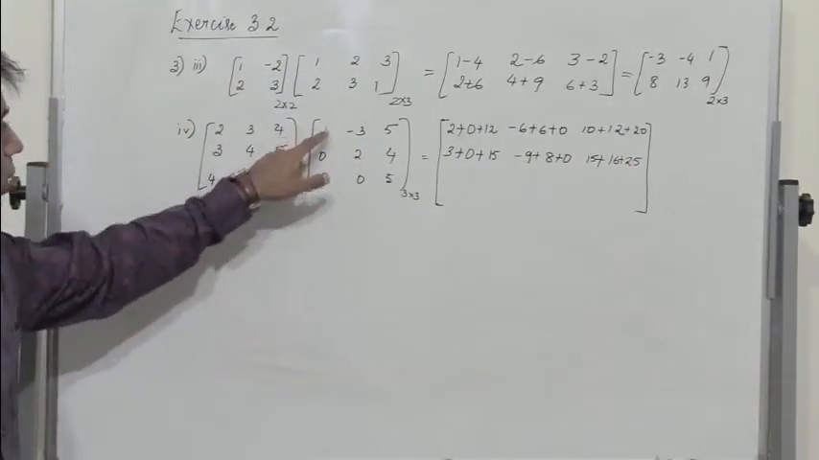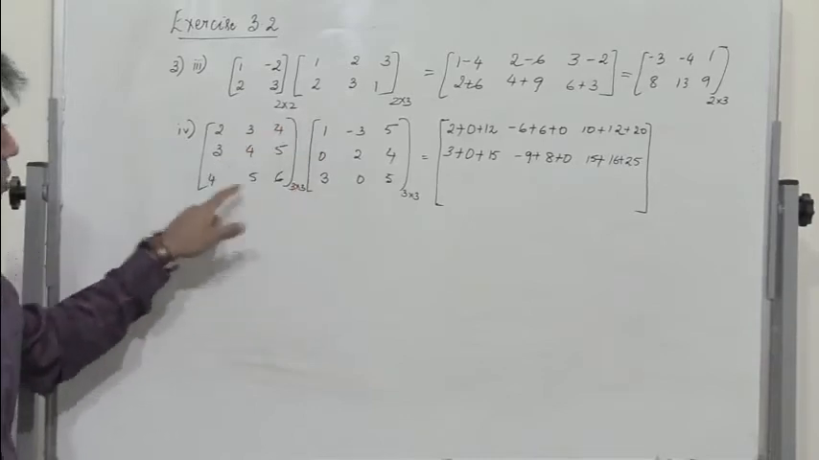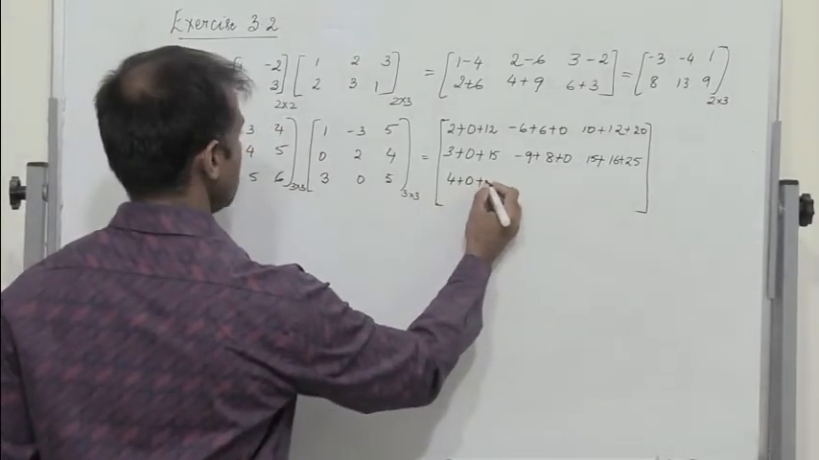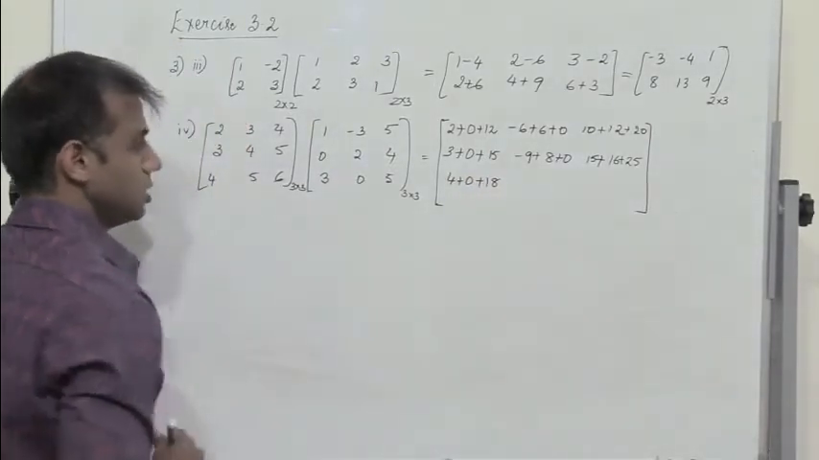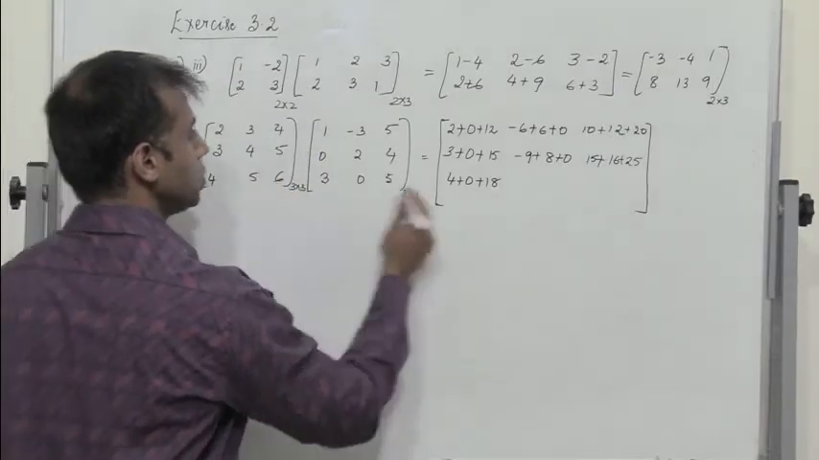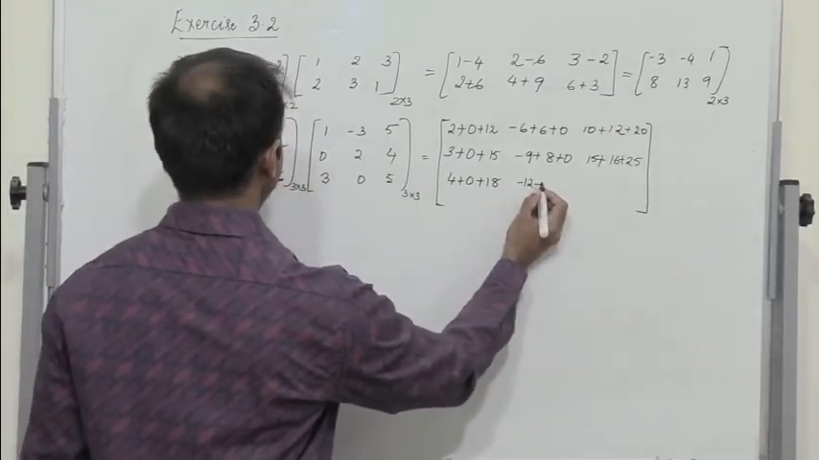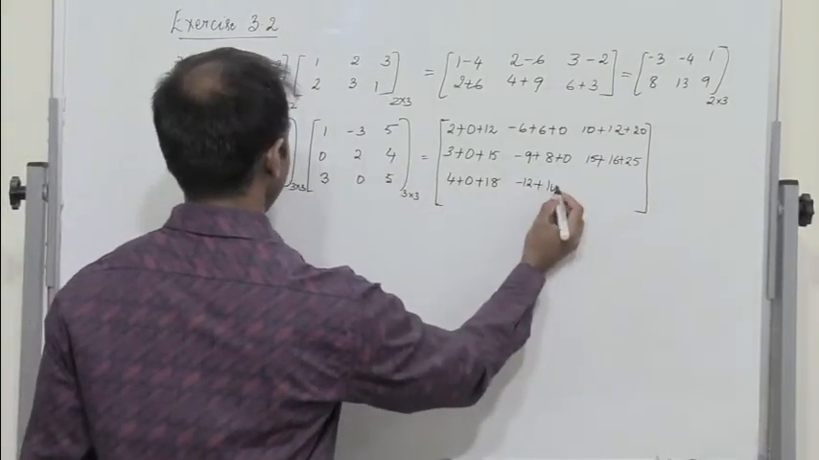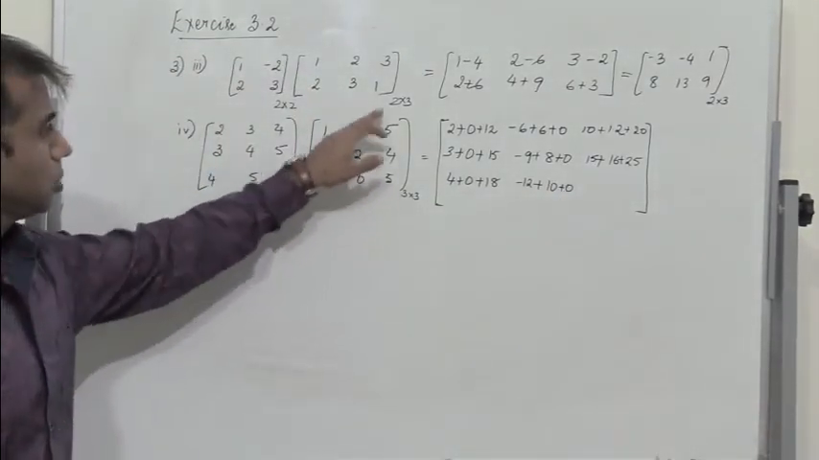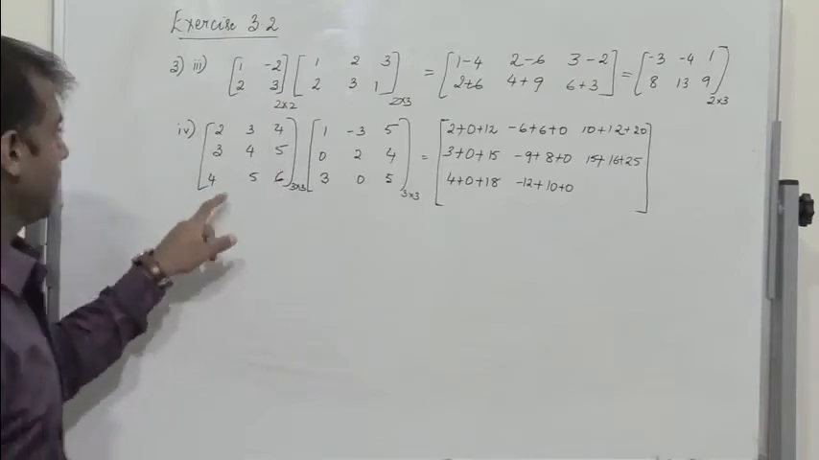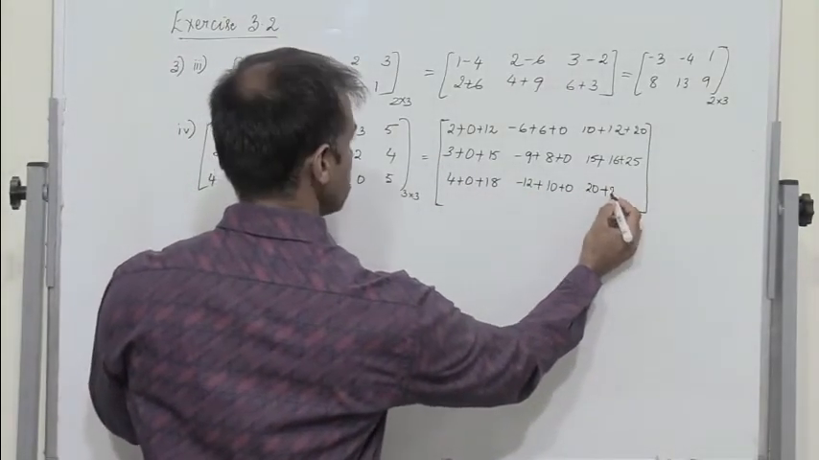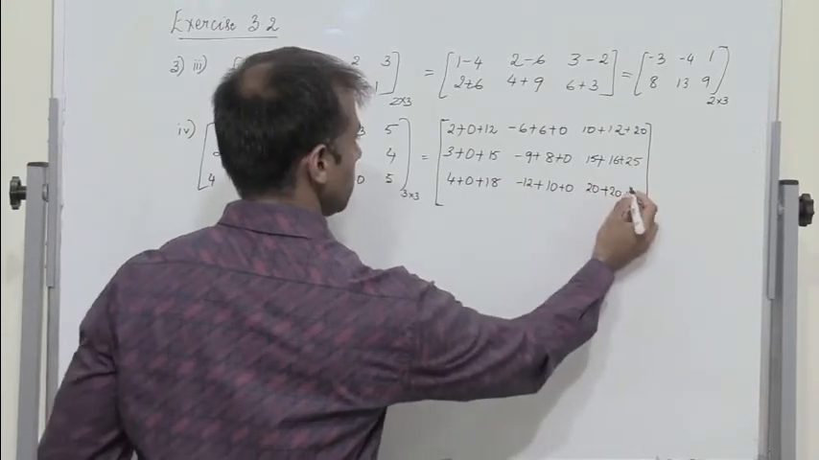Next, I have the third row into first column. 4 into 1 is 4, plus 5 into 0 is 0, plus 6 into 3 is 18. Next, third row into second column. 4 into minus 3 is minus 12, plus 5 into 2 is 10, plus 0. Next, third row into third column. 4 into 5 is 20, plus 5 into 4 is 20, plus 6 into 5 is 30.